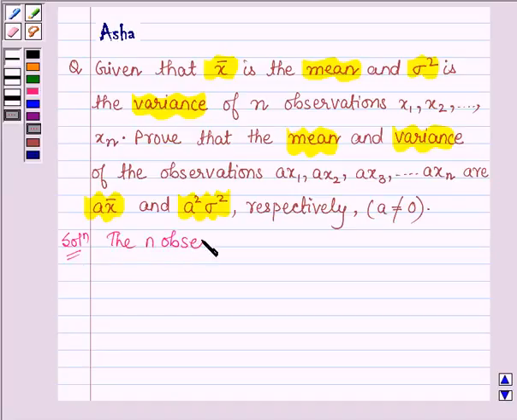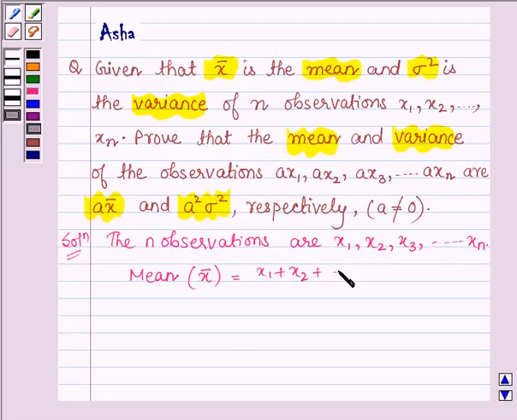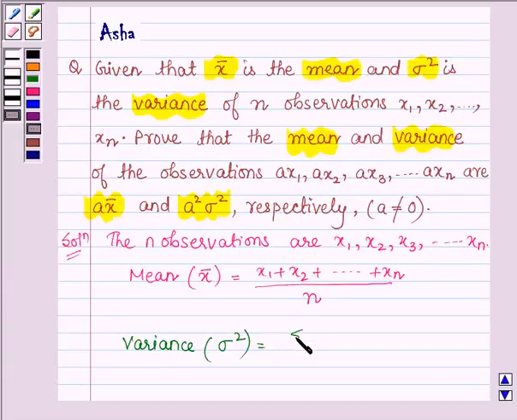The n observations are x1, x2, x3 and so on up to xn, and the mean, which is denoted by x bar, of these observations is given by x1 plus x2 goes on up to plus xn upon the number of observations, which are n in number, and the variance, which is denoted by sigma square, is given by summation i running from 1 to n xi minus x bar whole square upon n. Let this be equation number 1 and this be 2.